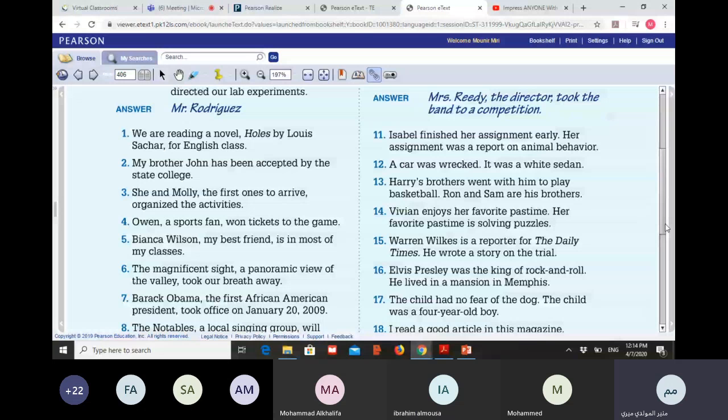So by this, we still have 1 minute. Number 3. Someone to do number 3? Yes, Muhammad Shawi. She and Molly, the first ones to arrive, organized the activities. The first ones to arrive. And what does it modify? She and Molly. Excellent.